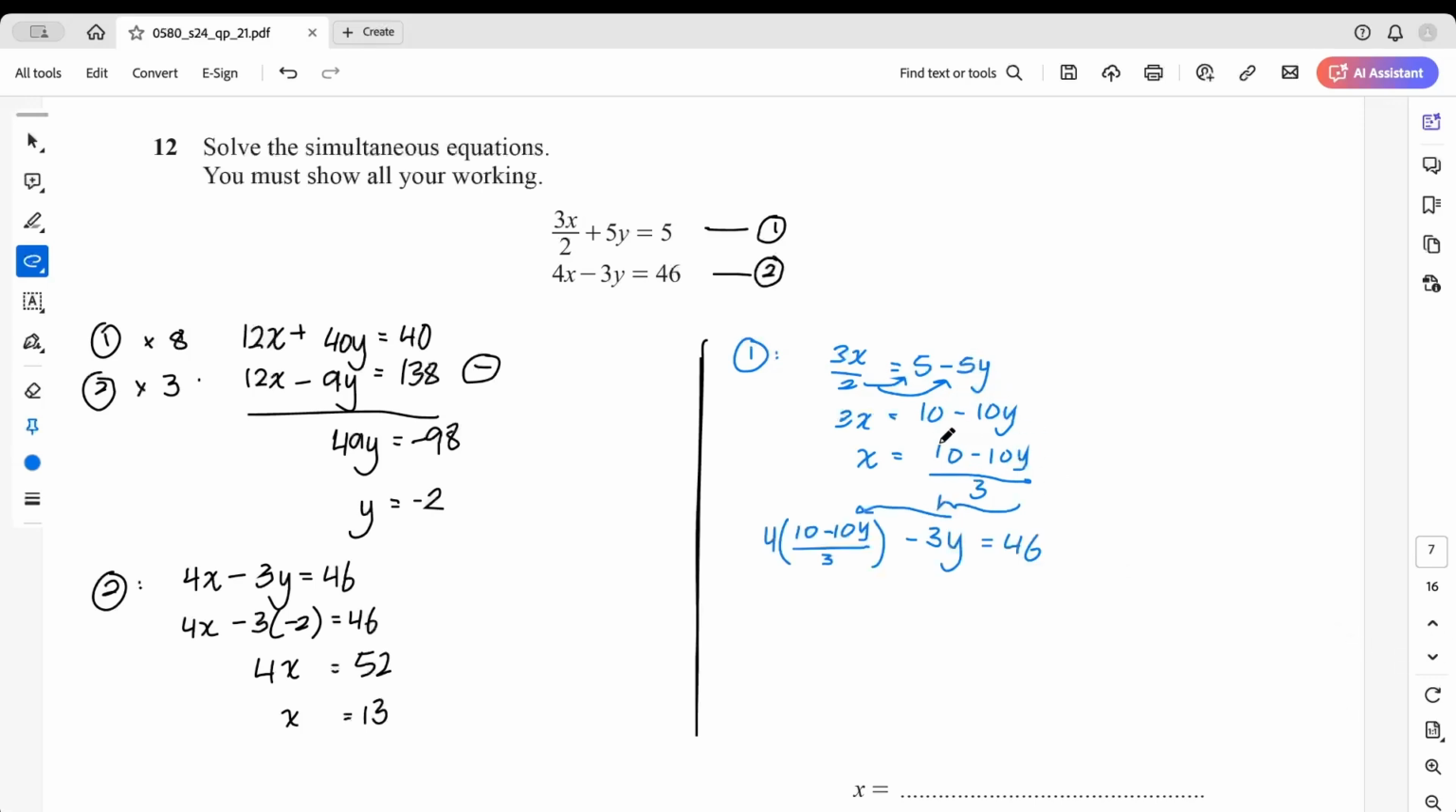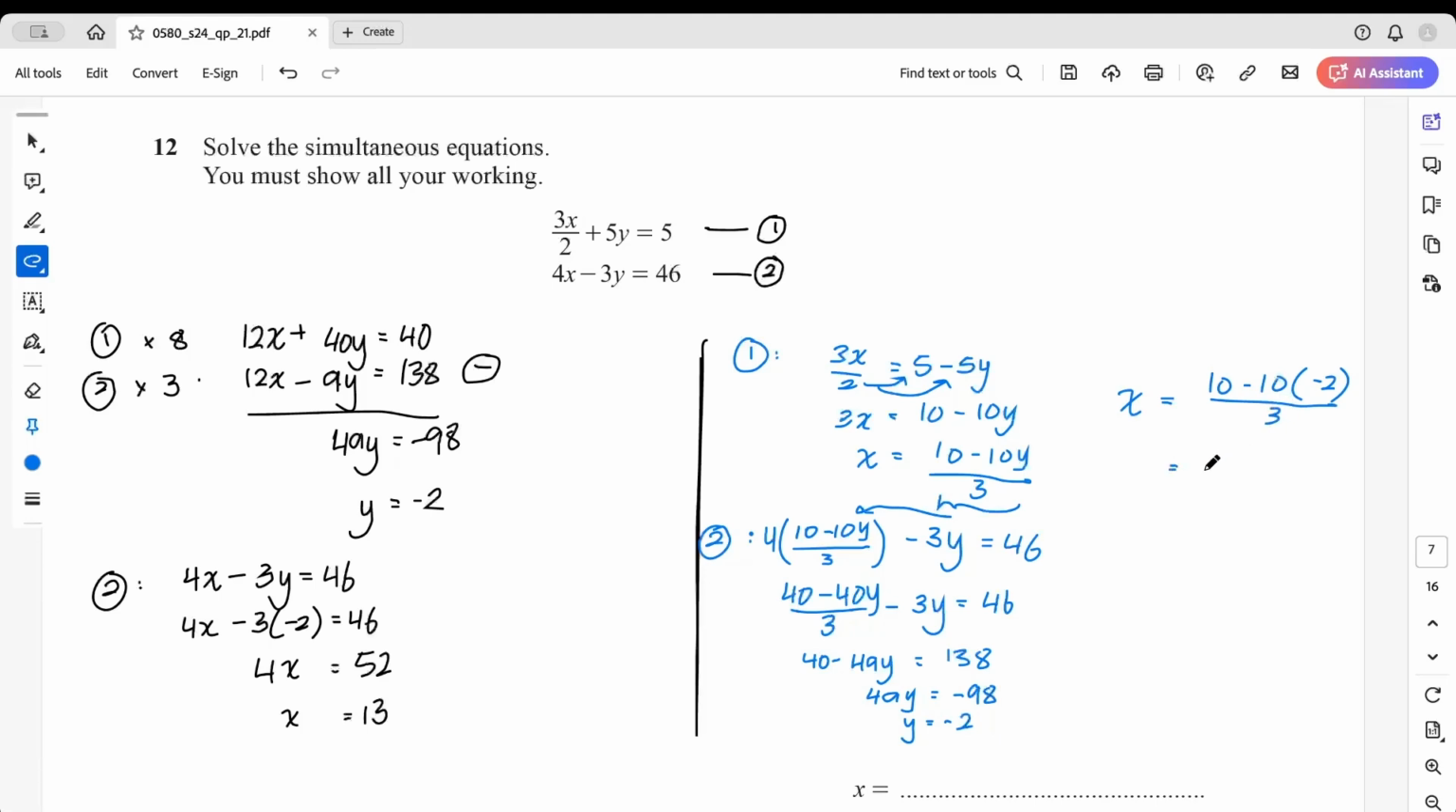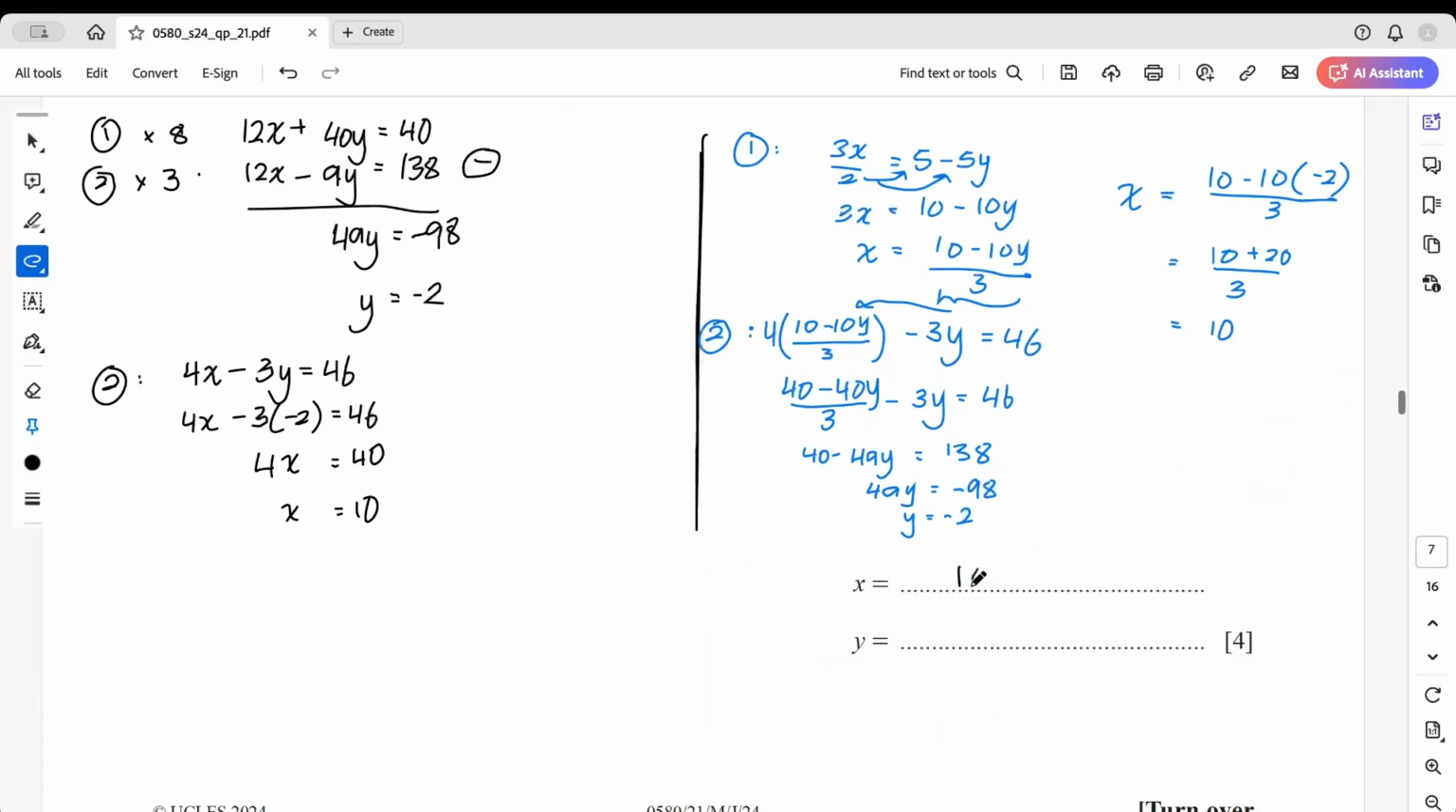Substituting my expression of x into equation number 2 now, I get this, which when expanded will give me y equals negative 2. Then again, substitute it into your x. So x equals 10 minus 10 times negative 2 over 3, which I'll get 10 plus 20 over 3, which is 10. So your answer would then be x equals 10 and y equals negative 2.